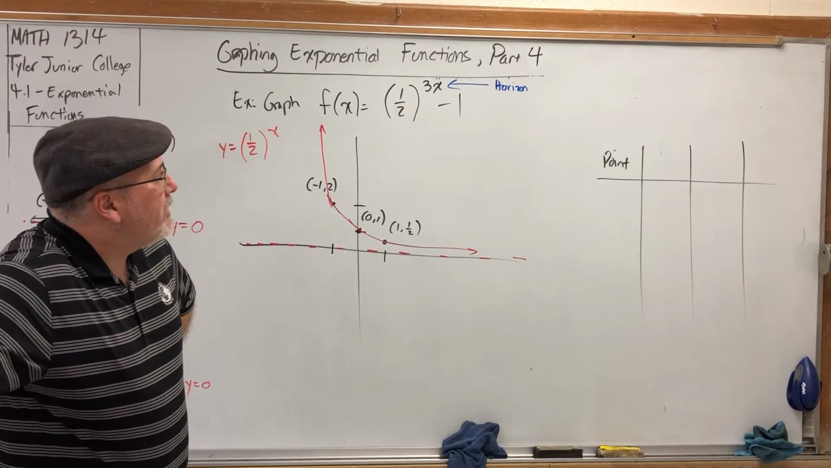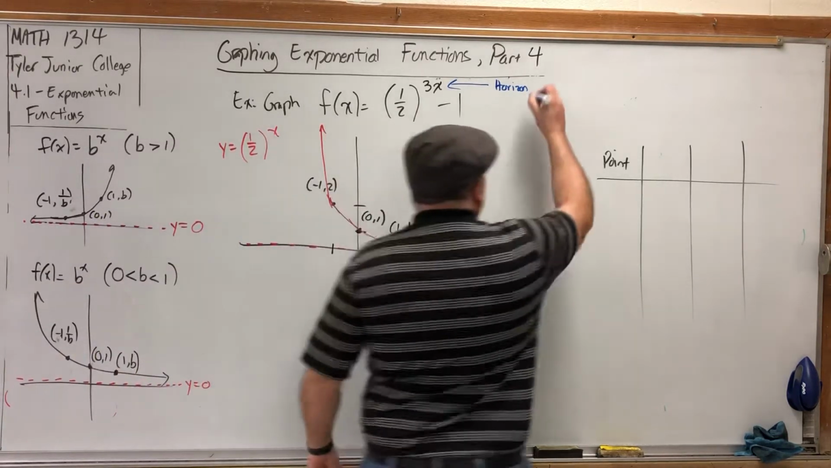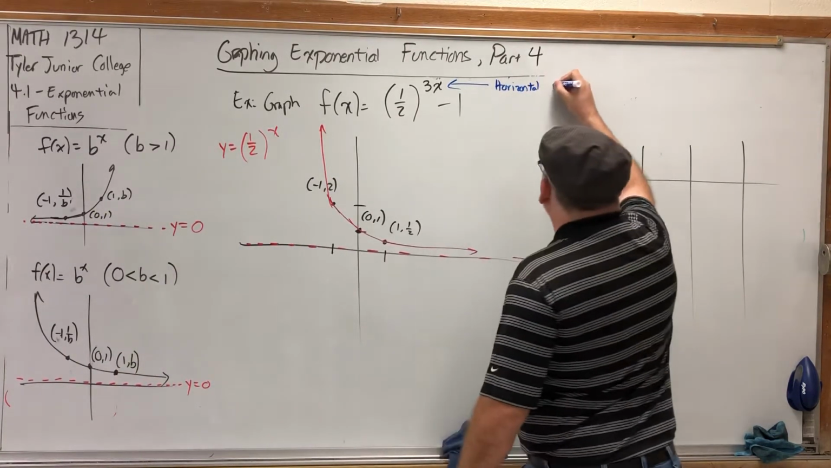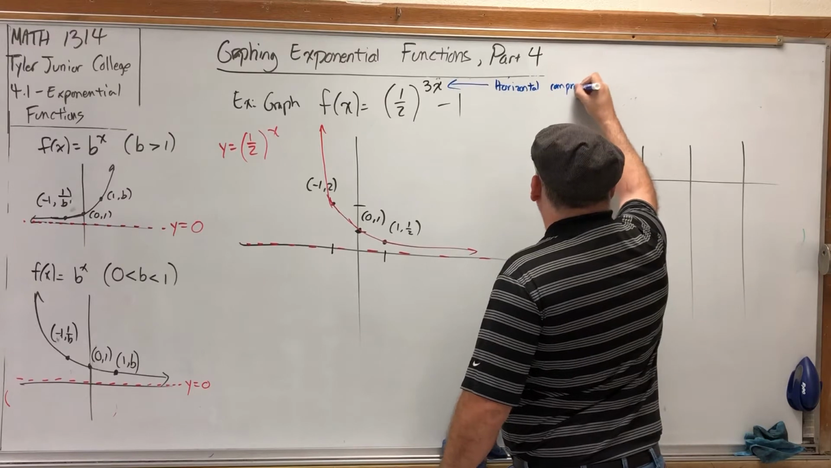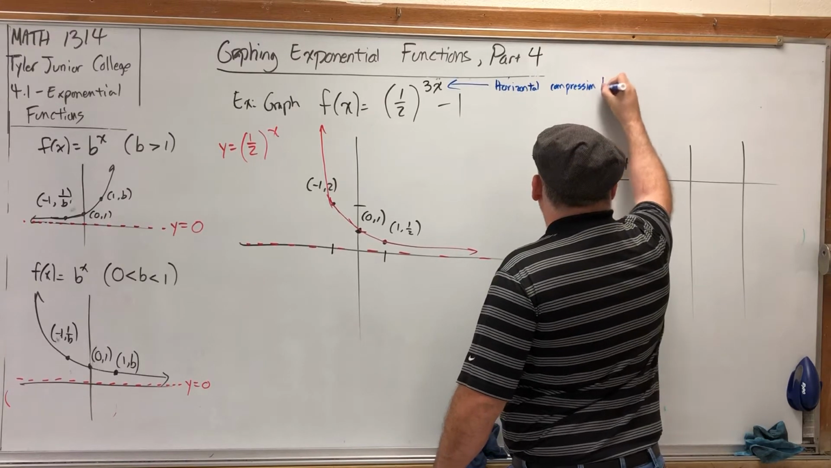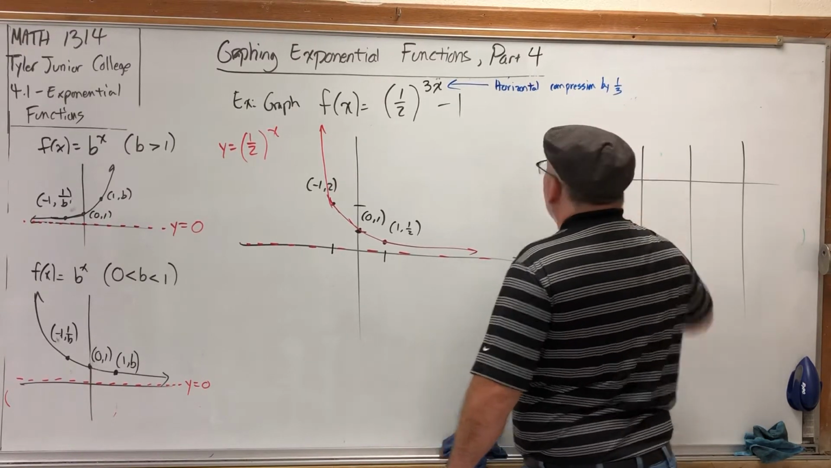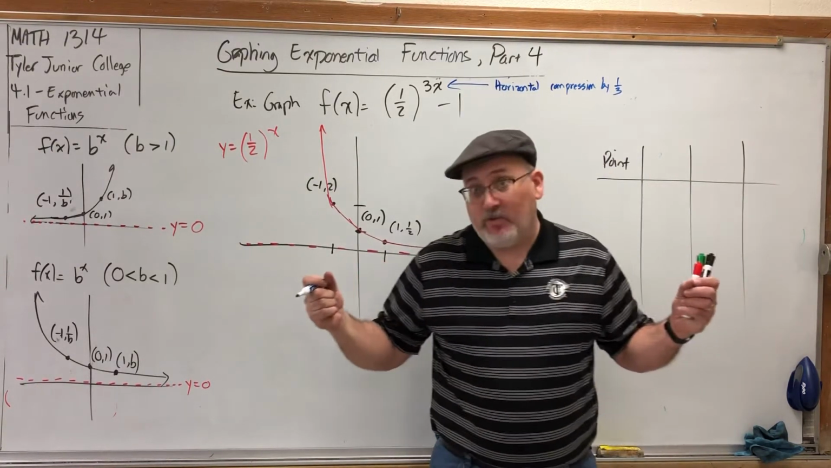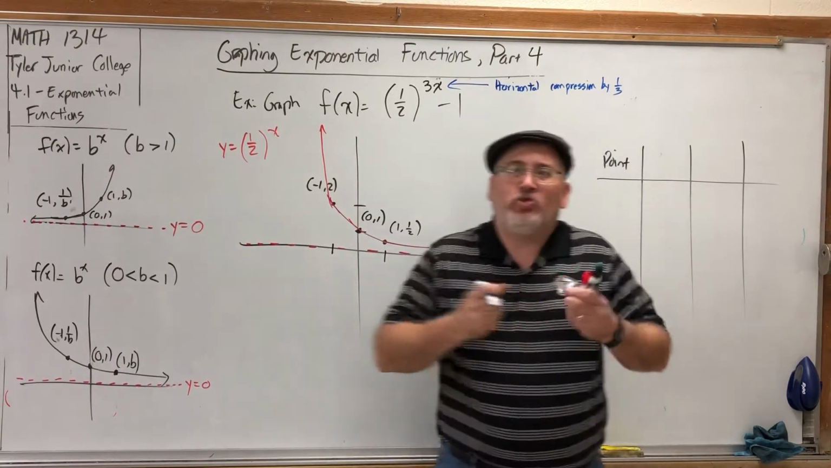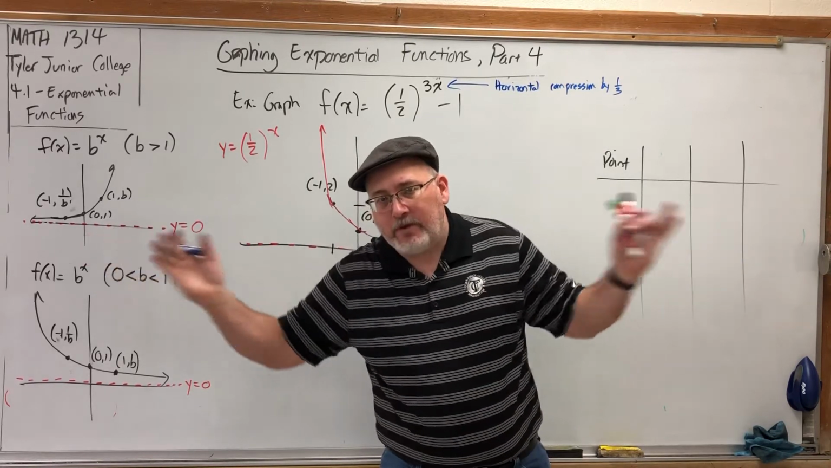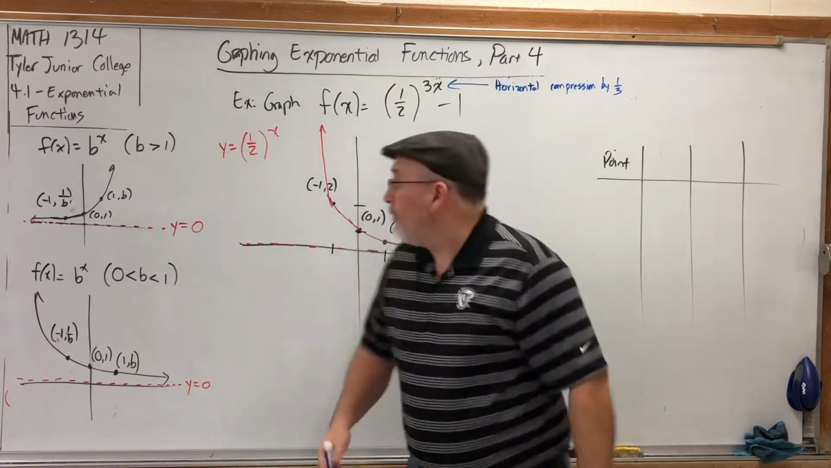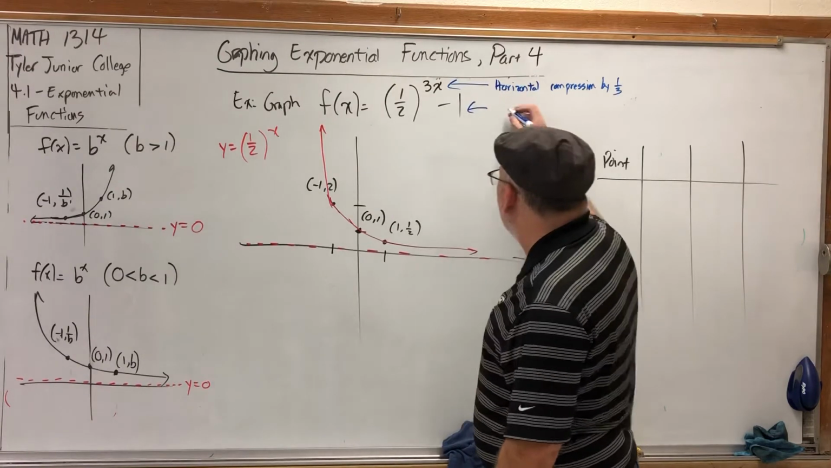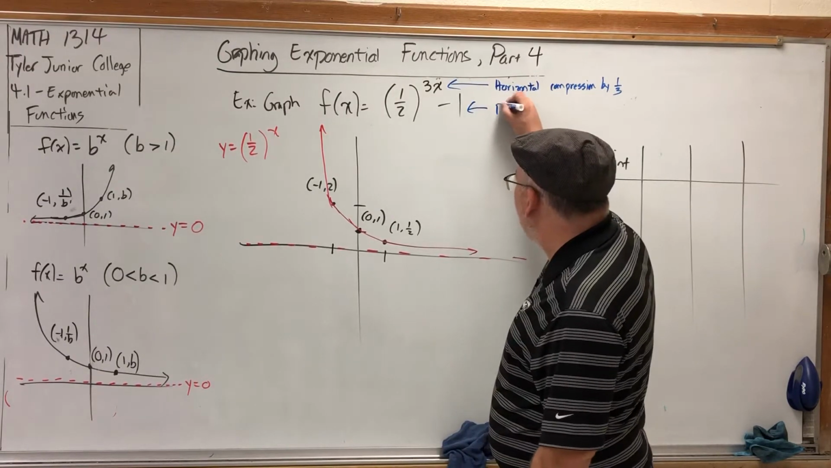But anyway, it's a horizontal compression by 1/3. So it does stretch it in the x direction, but the opposite of what you expect. You expect times 3 to stretch it out by a factor of 3, but it compresses it by a factor of 1/3. This minus 1, that's pretty predictable. That's just going to cause it to move down 1.